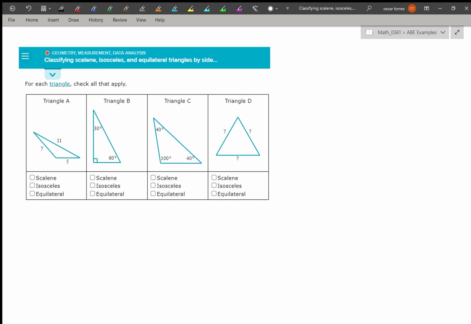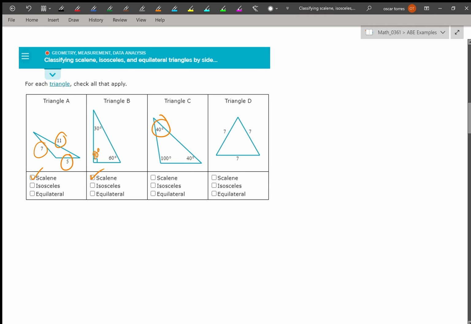If we look at the sides for triangle A, we'll notice that they're all different. Anytime none of the sides are the same, we call that a scalene triangle. For triangle B, we have a 30-degree angle, a 90-degree angle, and a 60-degree angle. None of those sides are the same, or none of those angles are the same, I should say. So again, we label this as a scalene triangle.